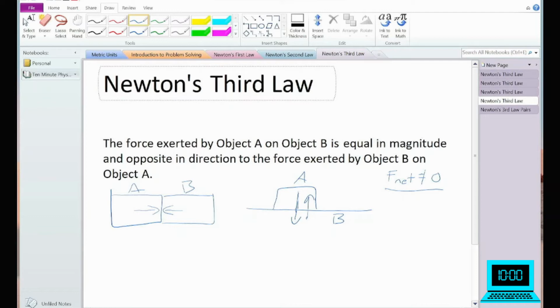We can express this third law in a mathematical form, which I think is definitely shorter to write down, but easier to understand. You're going to have F, the force of A acting on B, is equal to negative the force of B acting on A.